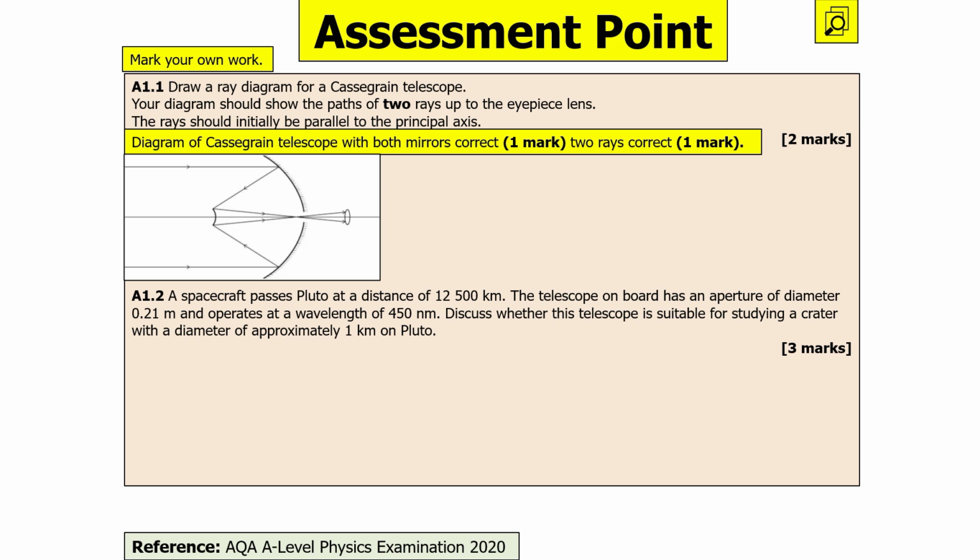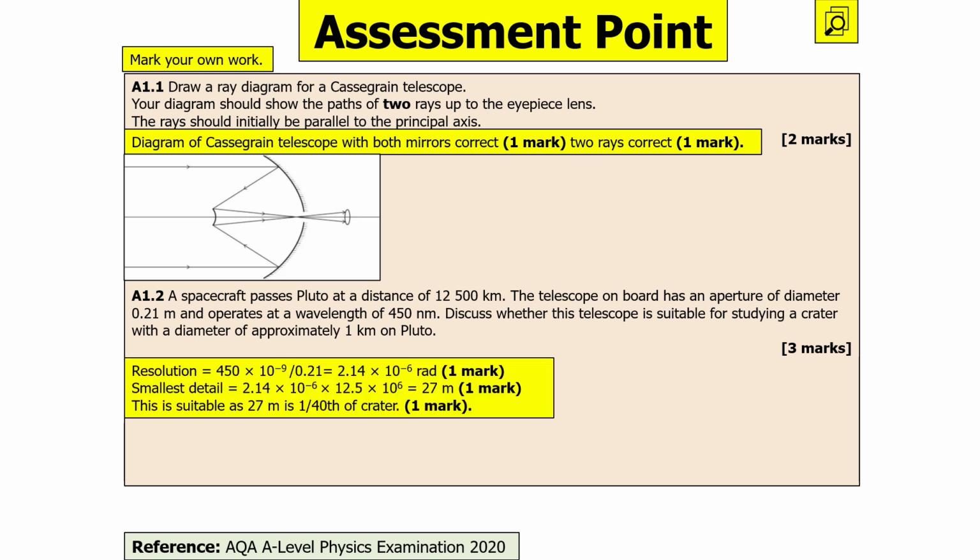We know that resolution is going to be the wavelength over the diameter, keep them both in meters, so you get 2.14 times 10 to the minus 6 radians. The smallest detail is therefore going to be equal to the resolution times the distance it's away from us, so you get 27 meters, which is suitable because that's about 1/40th of the crater's total size.